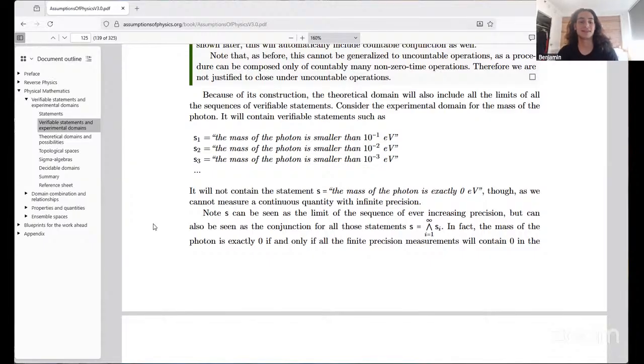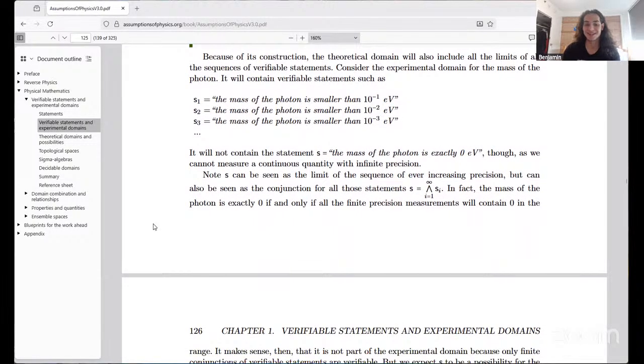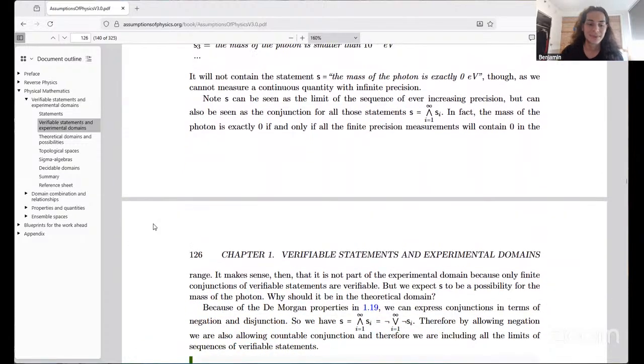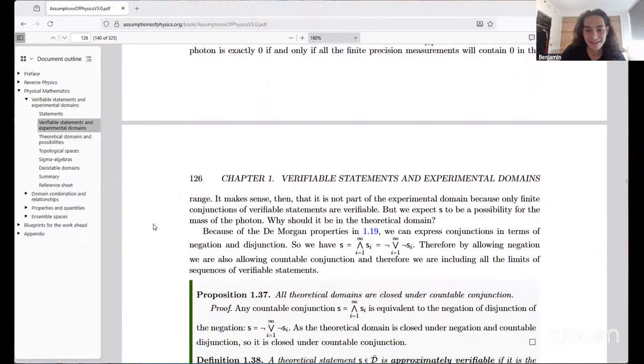Note that S, the statement that the mass of the photon is exactly 0, can be seen as the limit of the sequence of ever-increasing precision, but can also be seen as the conjunction of all those statements. In fact, the mass of the photon is exactly 0 if and only if all of the finite precision measurements will contain 0 in the range. It makes sense then that it is not part of the experimental domain, because only finite conjunctions of verifiable statements are verifiable. But we expect S to be a possibility for the mass of the photon. Why should it be in the theoretical domain?